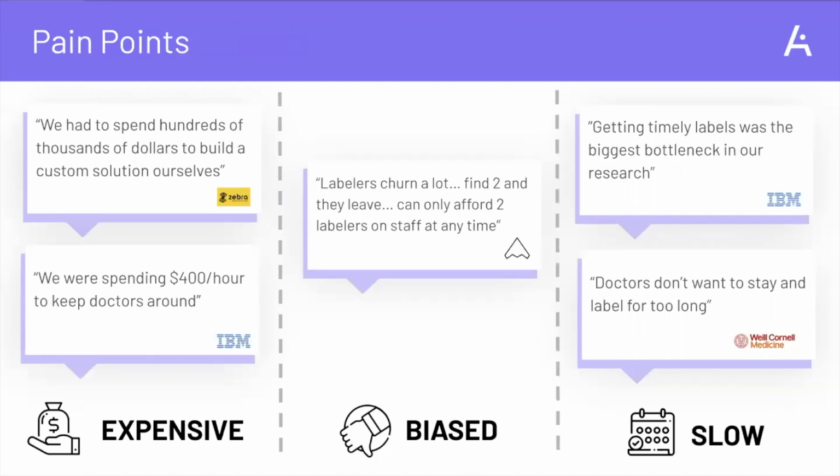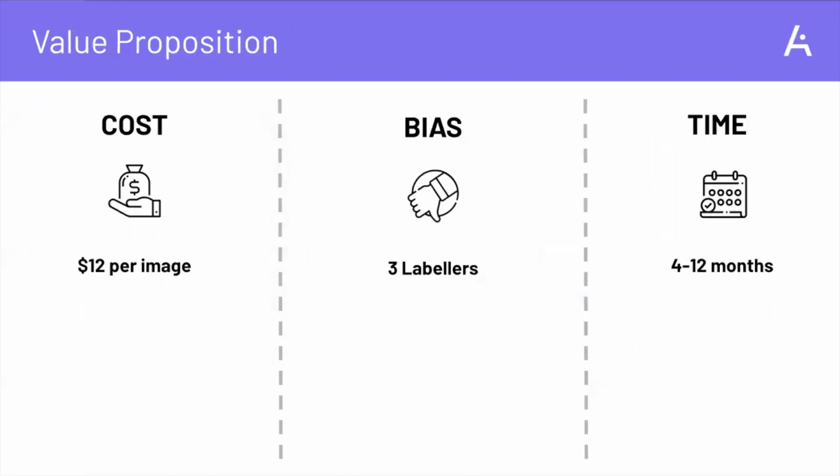With Laibel, we can reduce the cost of labeling an image from $12 per image to $5 per image. We can reduce the bias by increasing the number of labelers from 3 to 9 per image, and reduce the time it takes to label a data set from nearly a year down to a matter of weeks. We can do this by using our unique tier-based labeling system.